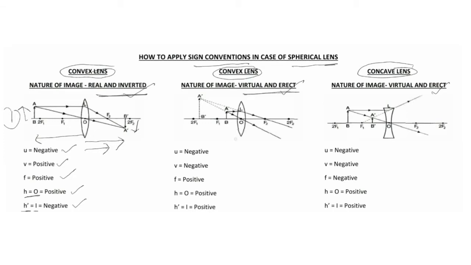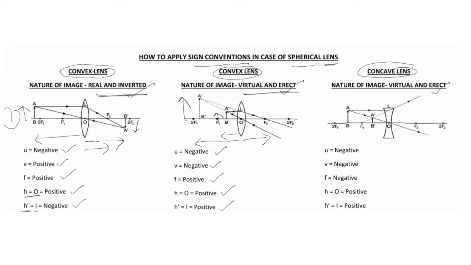Now let us discuss the virtual and erect case. In this case, U means object distance. The object is placed to the left of the optical center, so it is negative. Because it is a virtual image, it is lying to the left of the optical center, so V is also negative. Focus is lying to the right of the optical center, so it is positive. Height of the object is lying perpendicularly upward, so it is positive. Because it is forming an erect image, the height and size of the image is positive.